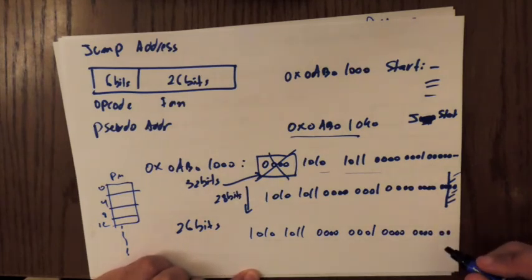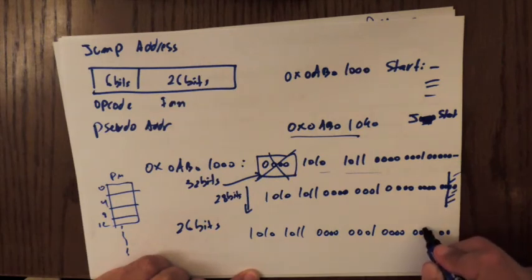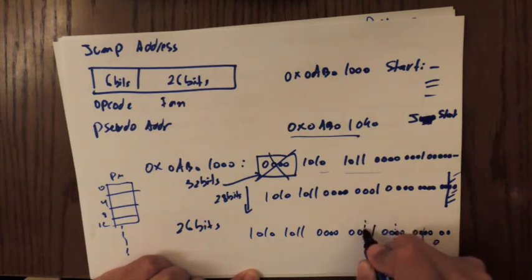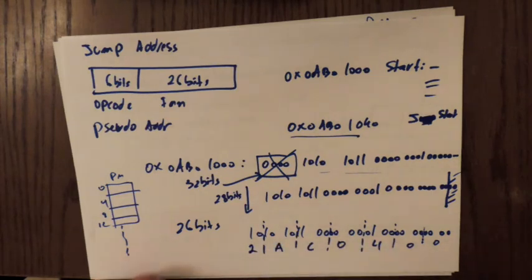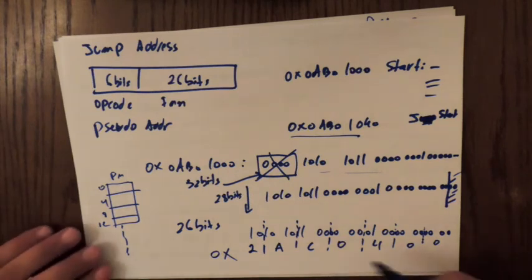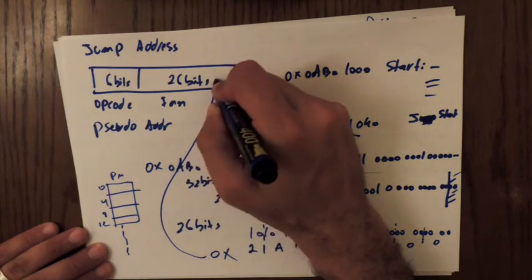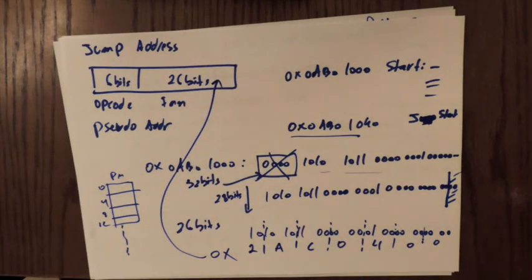Now I can write it in hex by taking 4 bits at a time. This is 0, this is 0, and this will be 4, another 0, this will be C, this will be A, and 2. So this is the address in binary. This value will go directly into these 26 bits. So this is the translation of the jump instruction to binary.